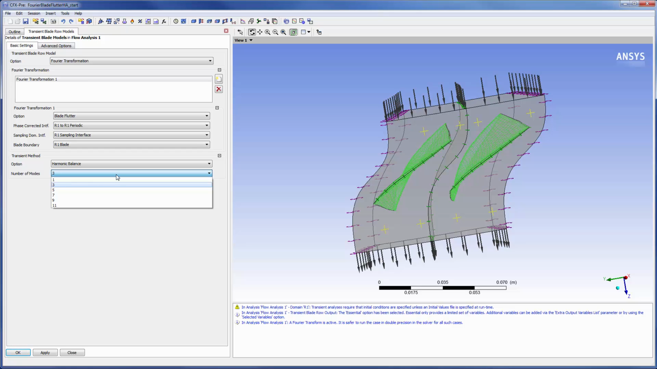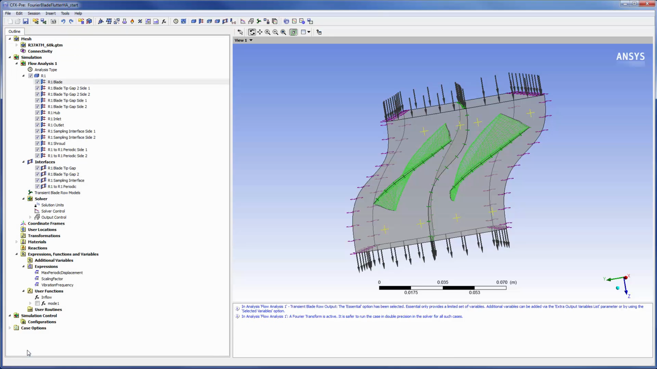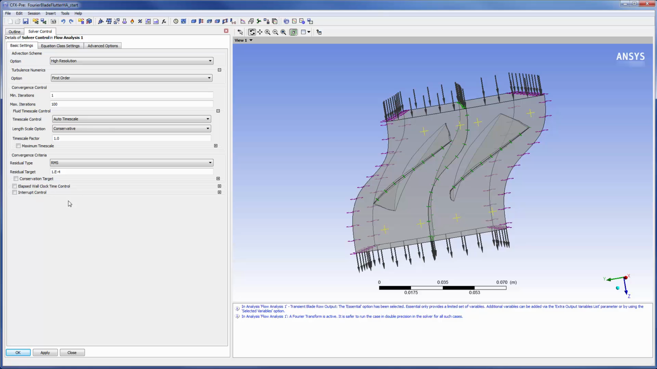In general, one mode is sufficient for describing simple flows, while more complex flows, such as those containing sharp discontinuities, require a larger number of modes. For this analysis, I will use 3 modes. Notice that the time period, time step, and time duration options have disappeared. These are replaced by a timescale control which may be accessed from the solver control branch.